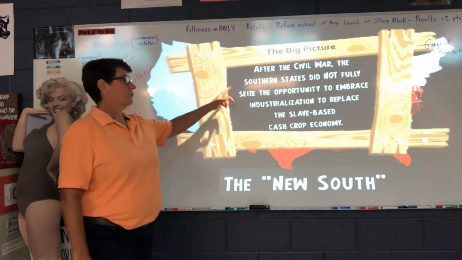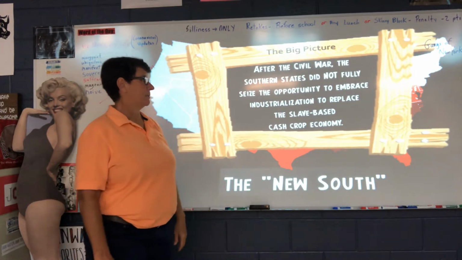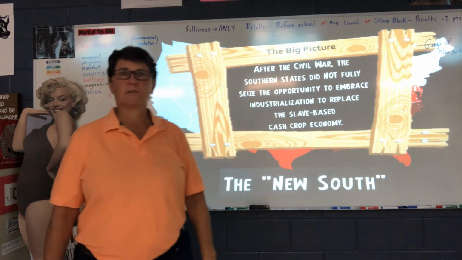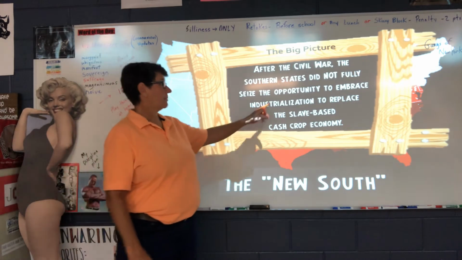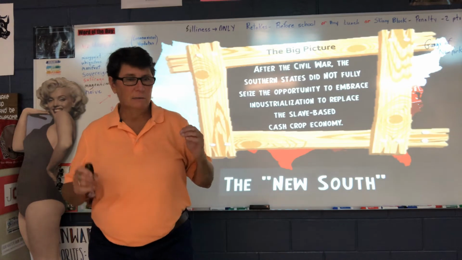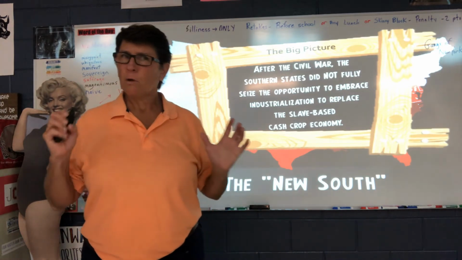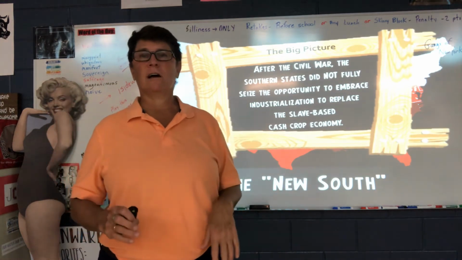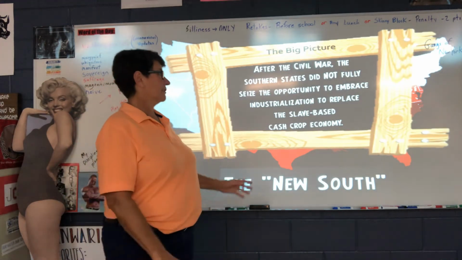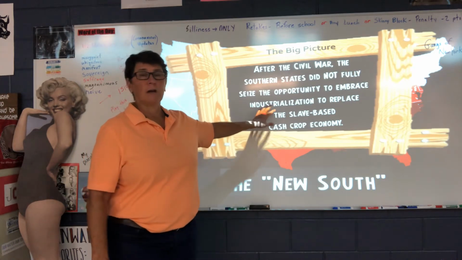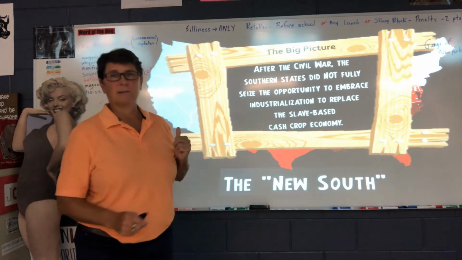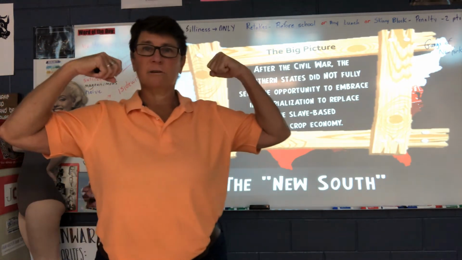Okay, so after the Civil War, the southern states did not fully seize the opportunity to embrace industrialization to replace the slave-based cash crop economy. There's quite a few things in here I want to talk about: industrialization. One, from world history class, you know that Great Britain and France were imperialist powers, and they went and colonized a lot of places, just like we had been colonized 400 years ago, around 1607. And so when you go to other places, they would go and they'd rape, rob, and pillage the natural resources from those places, send them back to their country and industrialize, and then they became world powers as a result.